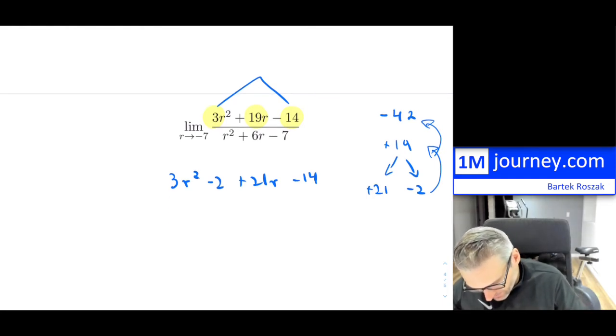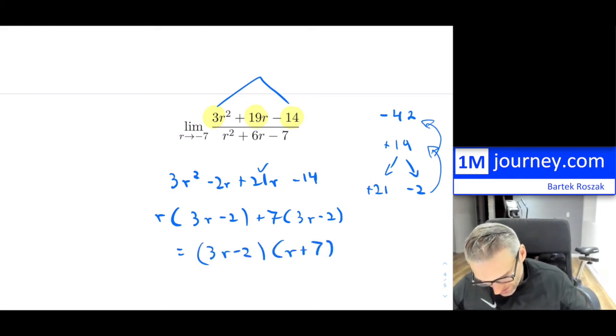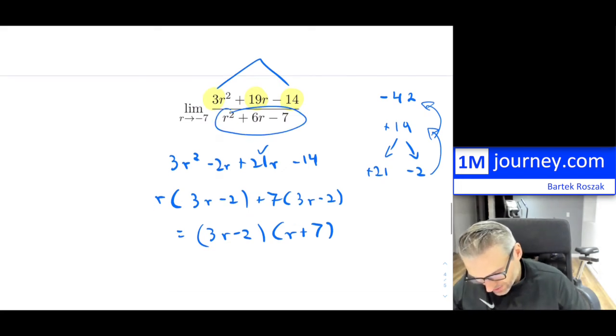Okay, so that numerator is going to be, I'm going to take out the r here. So this is 3r minus 2. Take out a 7, so plus 7. So that's 3r minus 2. Notice this thing is equal to 3r minus 2 times r plus 7. So that's factored out. Now the denominator, this one's easier.